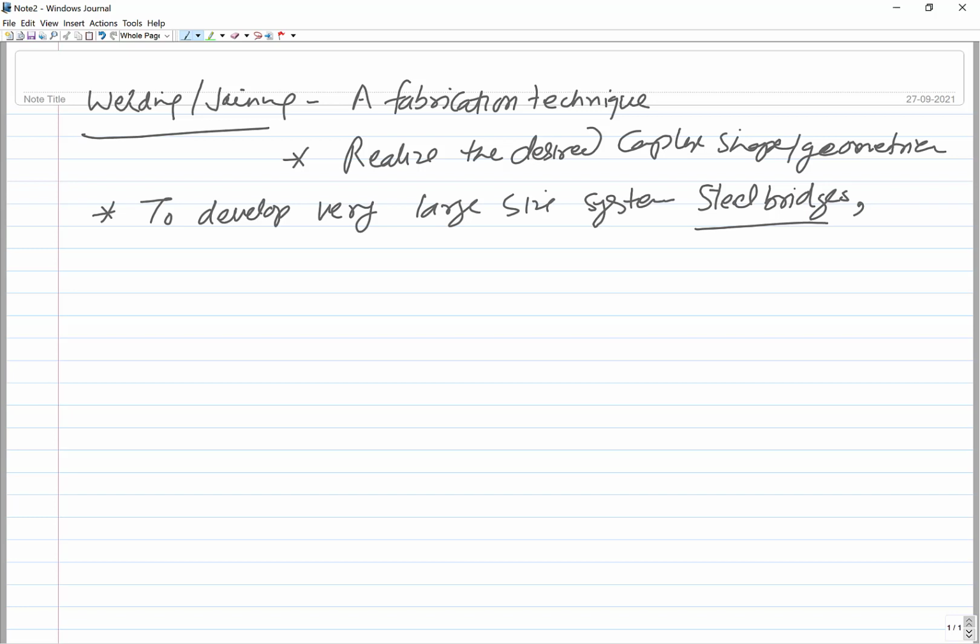The second one, you see, is ships. Ships are very large in structure, maybe hundreds of tons in weight. They will be running maybe half a kilometer or 1 kilometer depending upon the size. So you cannot use even a single process. You have to bring a large number of components together in order to get the desired size and shape.